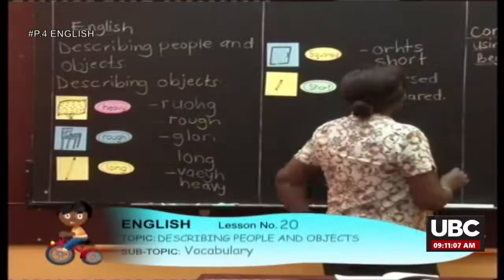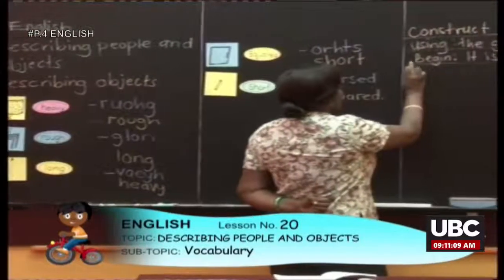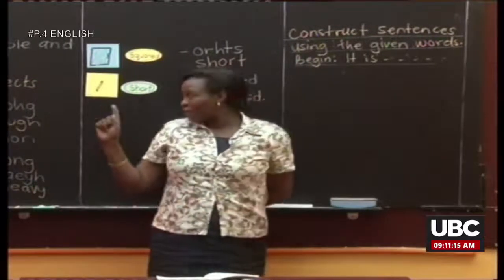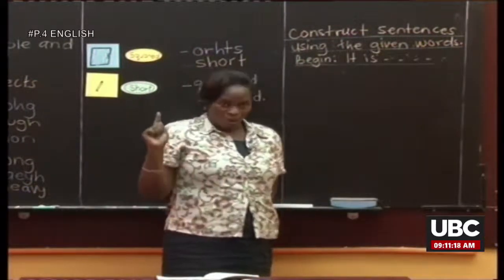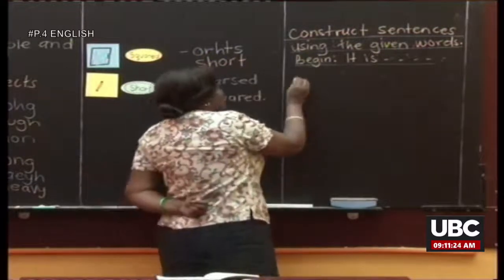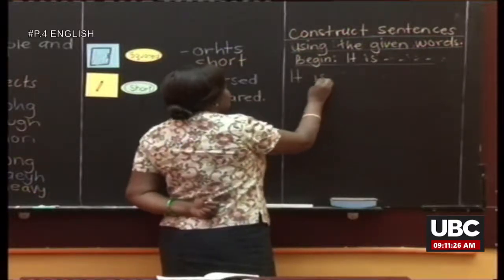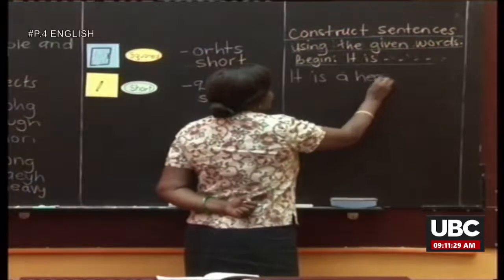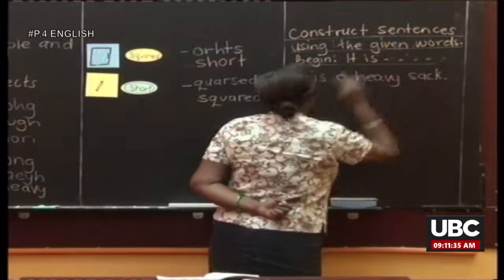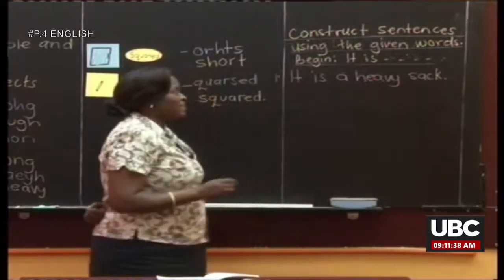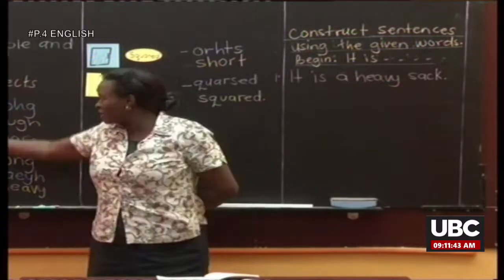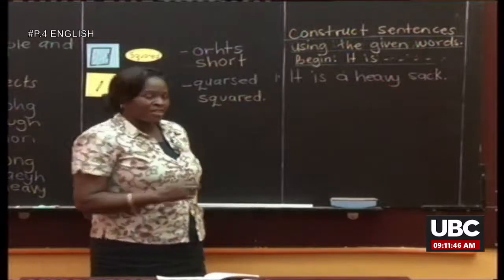Our sentence number 1. We are going to construct our sentences following our pictures and also our adjective word. And we shall say, it is a heavy sack. From our first word, we shall say that it is a heavy sack. Maybe you can even say it is a very heavy sack for her. Because if you can see the person carrying, it is heavy.